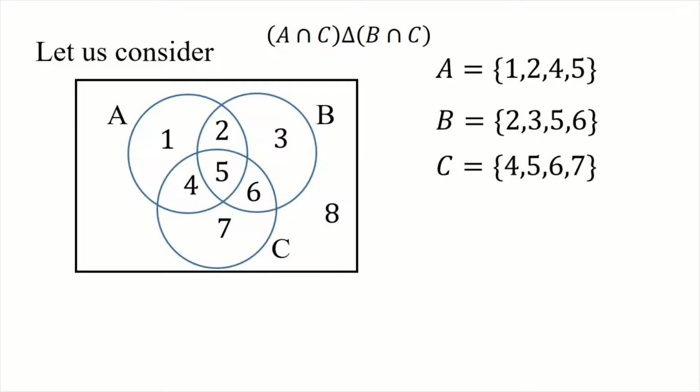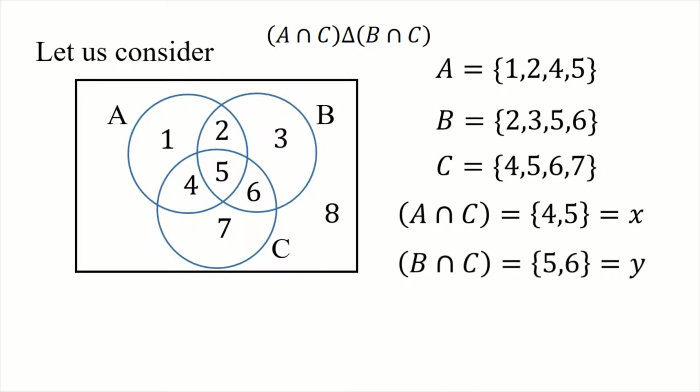The next thing is for us to quickly obtain A intersection C. What is the element in C that is also in A? Or if I can say it this way, the elements in A that are also in C. And that is 4 and 5. So let's call that one X. Let's proceed again. What about B intersection C? What are the elements we have in B and also in C? That is 5 and 6. So let me call that one Y.